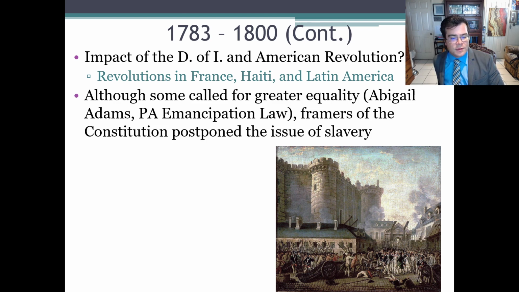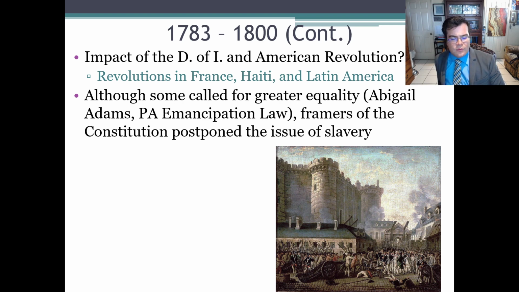Some people wanted this idea of equality, right? Abigail Adams wanted women's rights. Pennsylvania was pretty awesome. They're like, dude, we should let slaves be free. Let's have this emancipation law. At least let's not let the children of slaves be slaves, because that's really weird. And leave it to Pennsylvania. Remember, they have the Quakers. They were the most progressive and most open-minded.